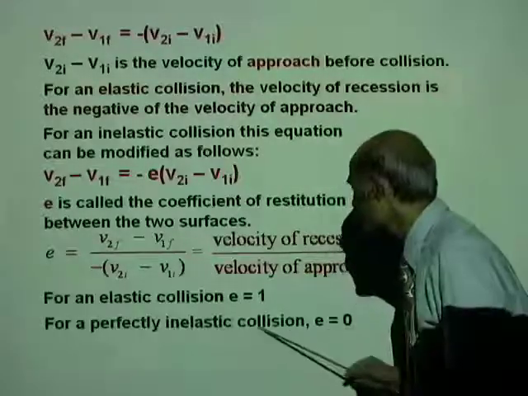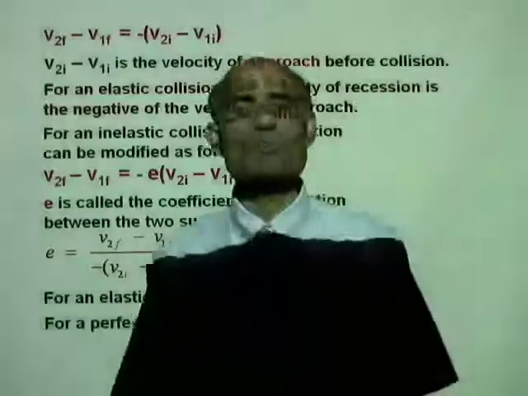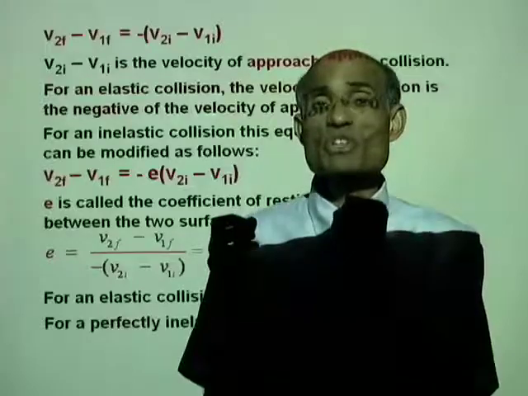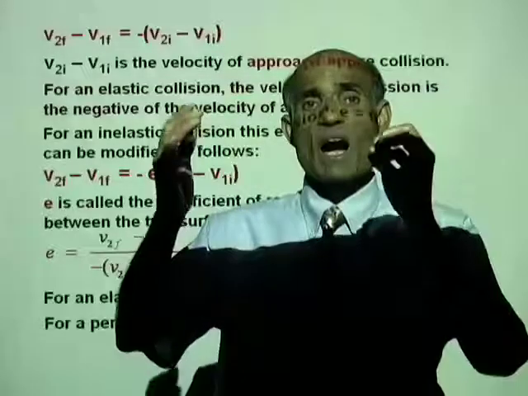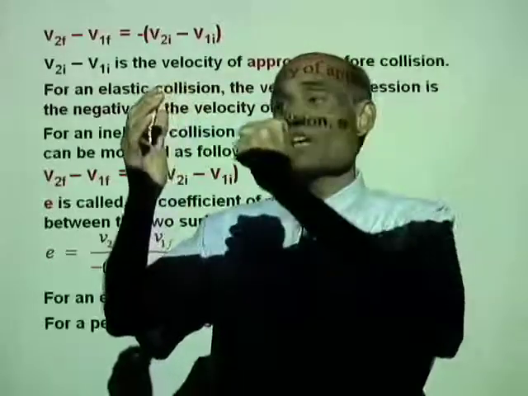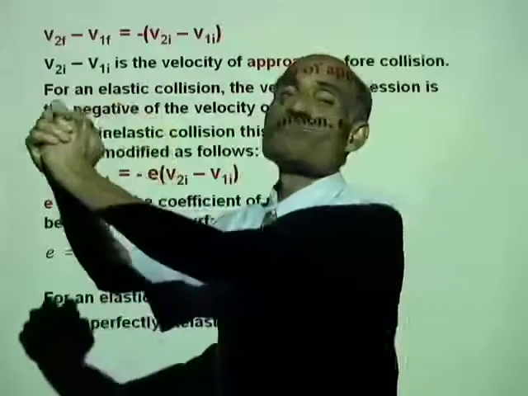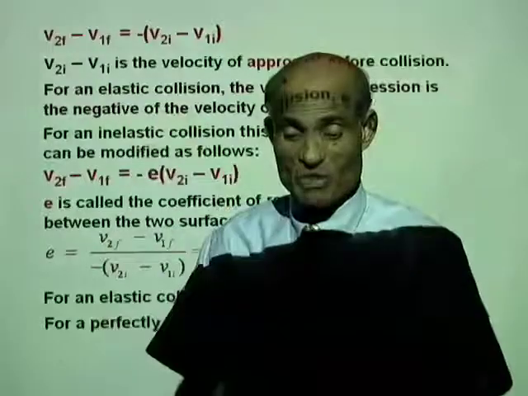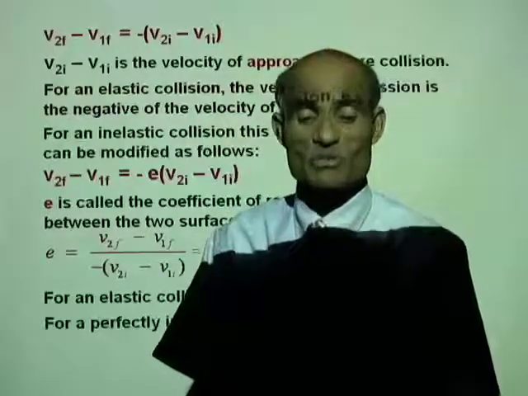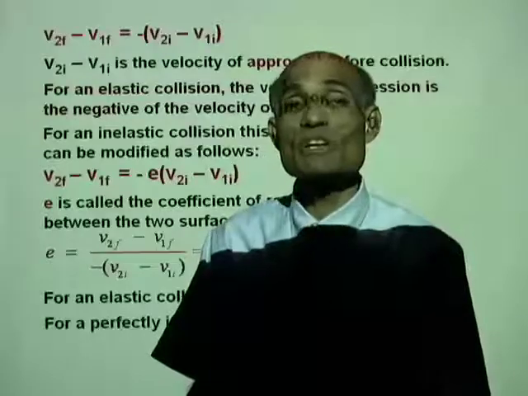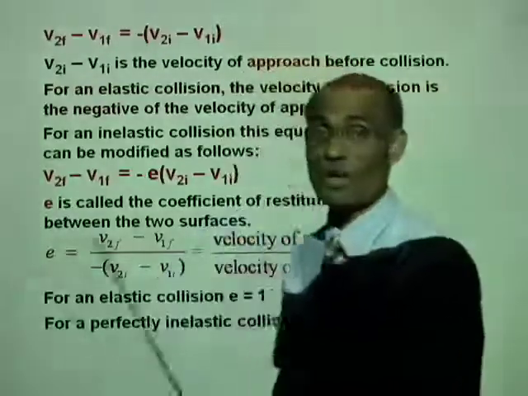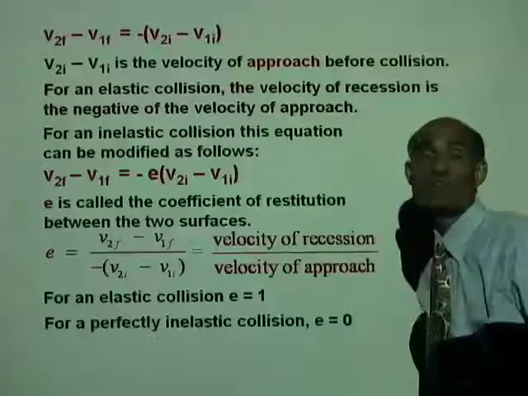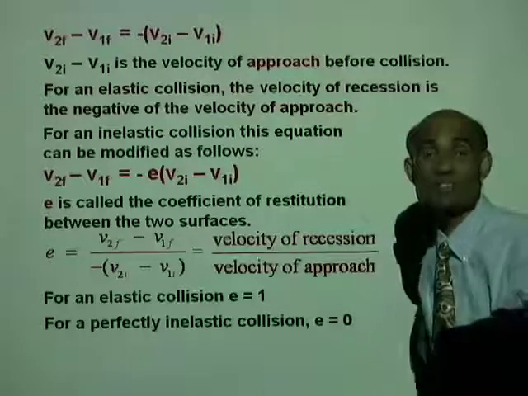For a perfectly inelastic collision, what is a perfectly inelastic collision? A perfectly inelastic collision is a collision where after the two objects collide, they stick together and move together as a single body. I have actually shown that to you once. Let me show you an example of a perfectly inelastic collision.